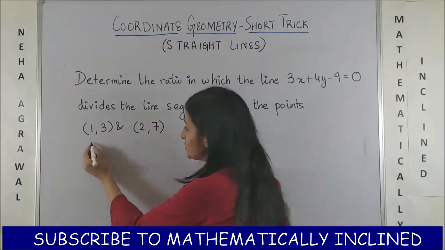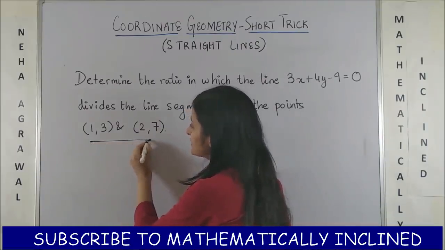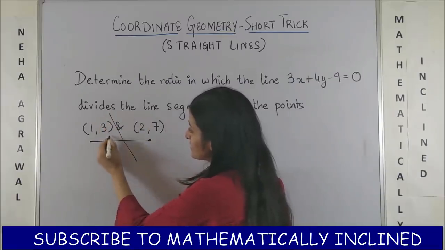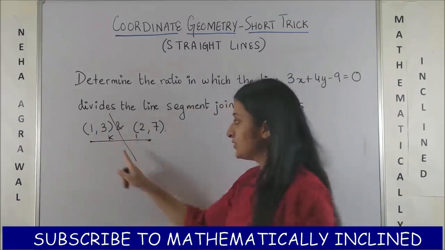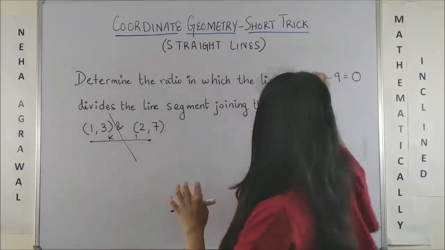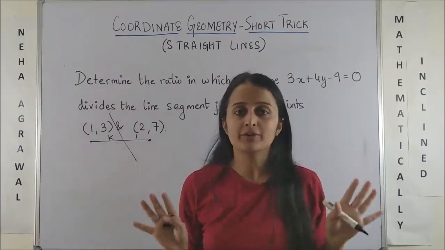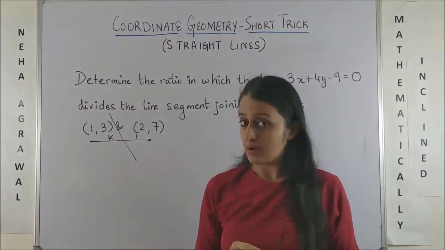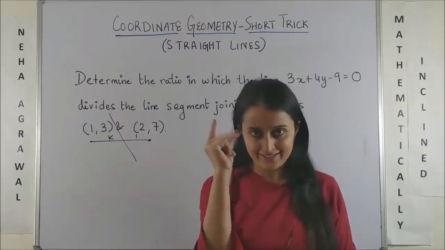So what you would do is you would join these points, you would say let the given line split it in the ratio k:1. Using section formula, you get the coordinates here, then substitute these coordinates here. So you are going to use at least 2 to 3 minutes. However, I'll get you the answer like this.